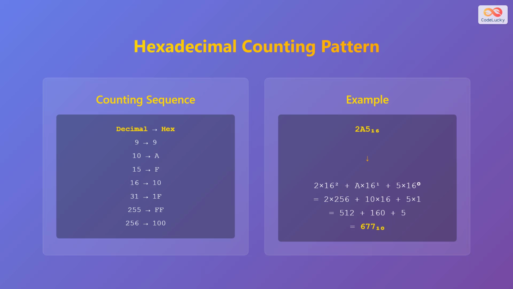As an example, consider the hexadecimal number 2A5 base 16. This is equal to 2 times 16 squared, plus A times 16 to the power of 1, plus 5 times 16 to the power of 0, which is 2 times 256, plus 10 times 16, plus 5 times 1, which equals 512, plus 160 plus 5, which equals 677 in decimal.